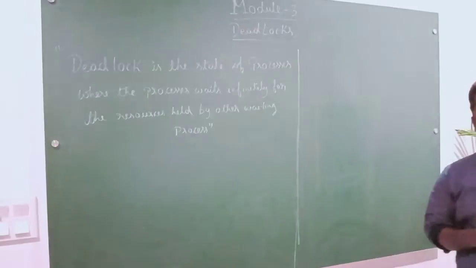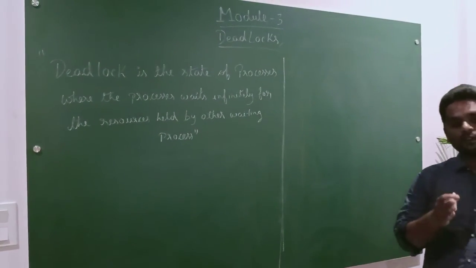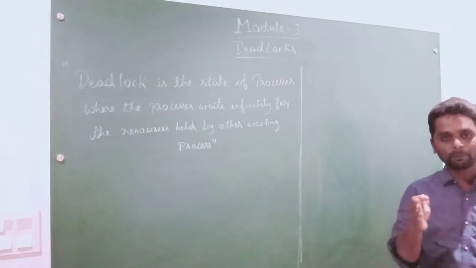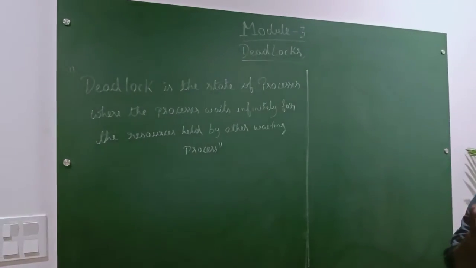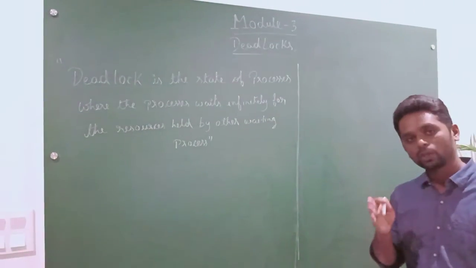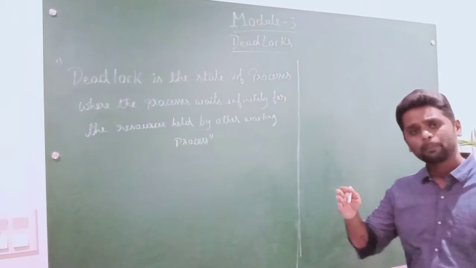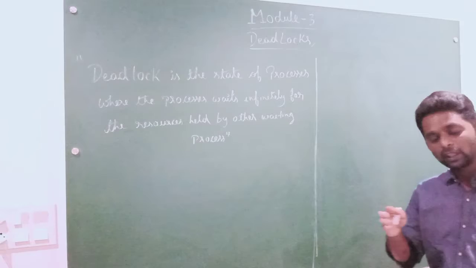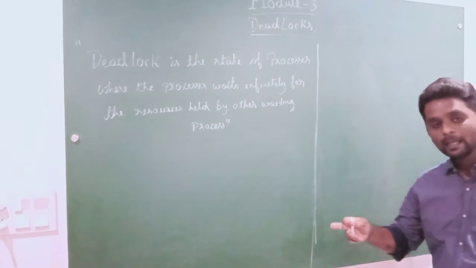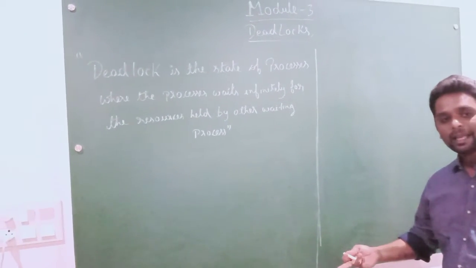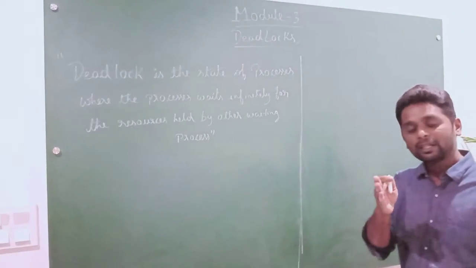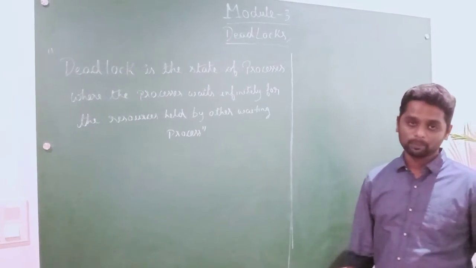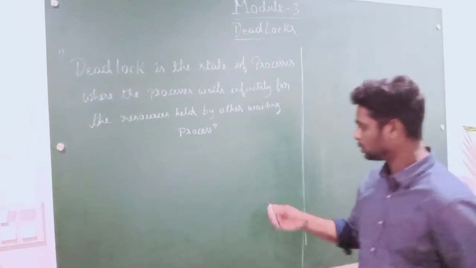In a multi-programming environment, several processes will be requesting resources, and if the particular resources are not available at that time, what happens? The process will go to the waiting state. And sometimes a process that goes to a waiting state may not be able to return to the execution state. Why? Because the resource it has requested is being held by some other waiting process. Let me give an example.